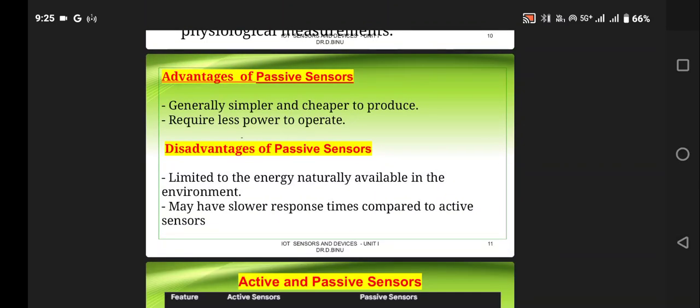Advantages of passive sensors. Generally, these passive sensors are simple and cheaper to produce. The second one is that they require less power to operate. Drawbacks of passive sensors are that they are limited to energy naturally available in the environment. Second drawback is that they may have slower response time compared to active sensors.